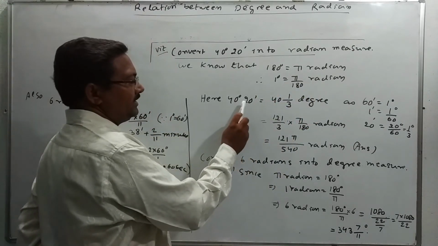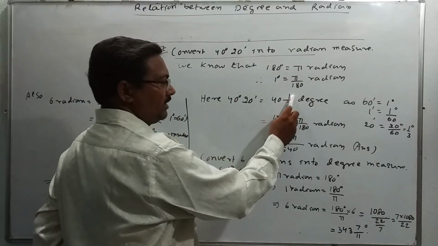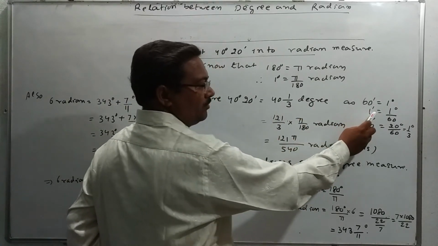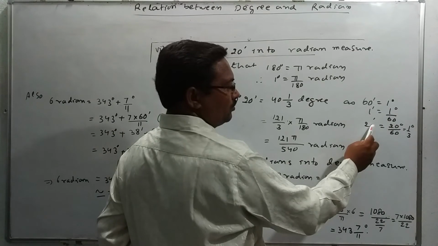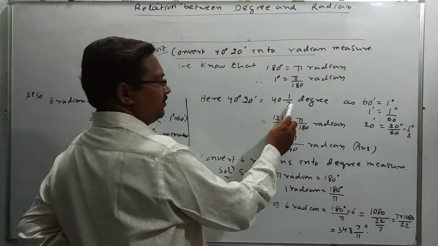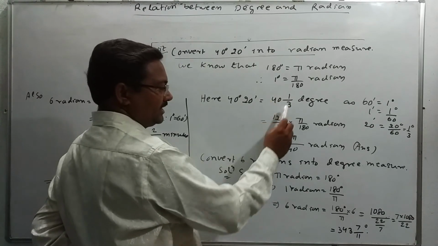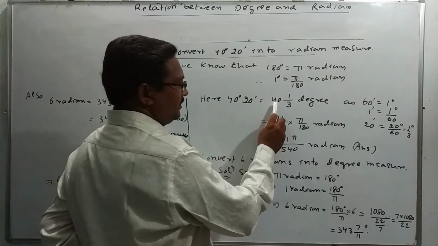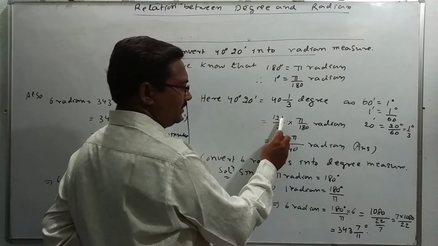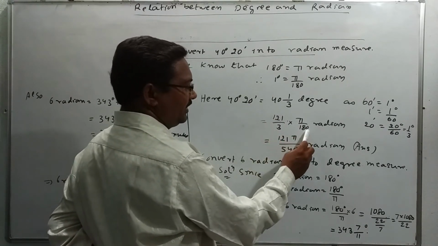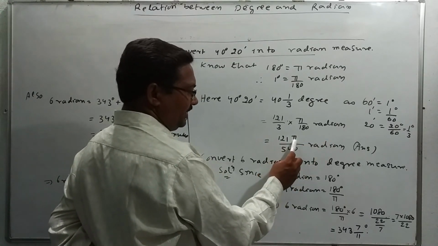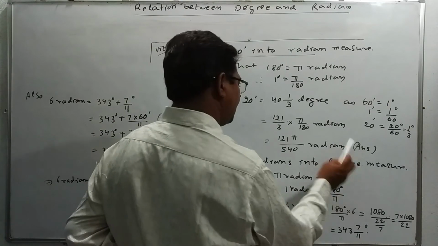Here 40 degree 20 minutes means 40 and 1 by 3 degree. As 60 minute equals 1 degree, 1 minute equals 1 by 60 degree. So 20 minute equals 1 by 3 degree. So we convert into rational form. Now this 121 by 3 is multiplied by pi by 180 radian. So 121 pi by 540 radians.